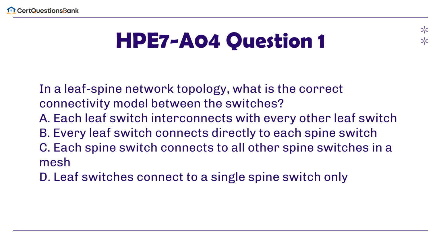In a leaf-spine network topology, what is the correct connectivity model between the switches? A. Each leaf switch interconnects with every other leaf switch. B. Every leaf switch connects directly to each spine switch. C. Each spine switch connects to all other spine switches in a mesh. D. Leaf switches connect to a single spine switch only.